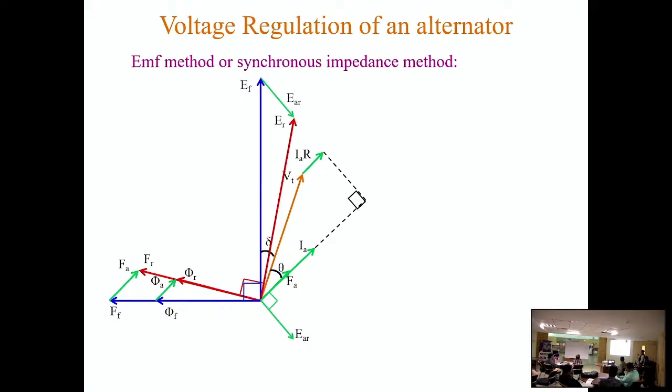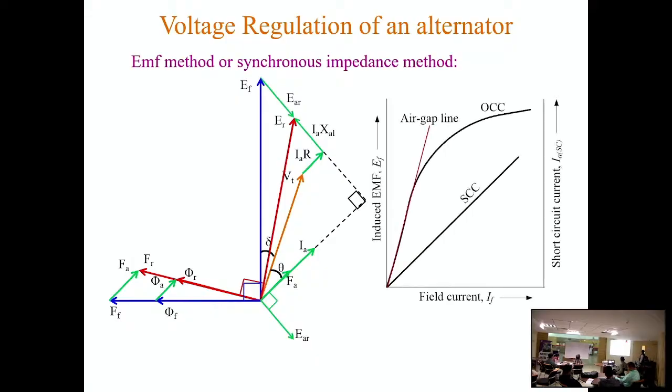So in the EMF method, all the MMFs will be replaced by EMFs. In the MMF method, all the EMFs will be replaced by their corresponding MMFs. And this quantity is IXS. So this is our OCC and SCC, and this is the air gap line, which is having the slope K, and that is the ratio of this MMF and EF. That we will see.